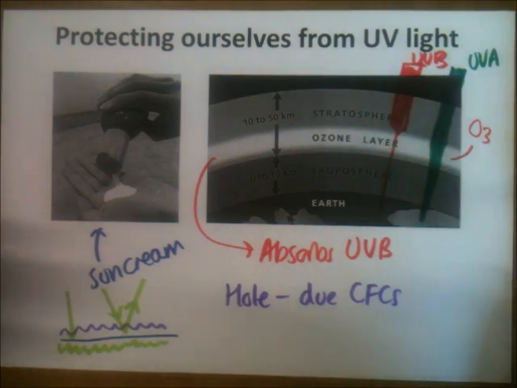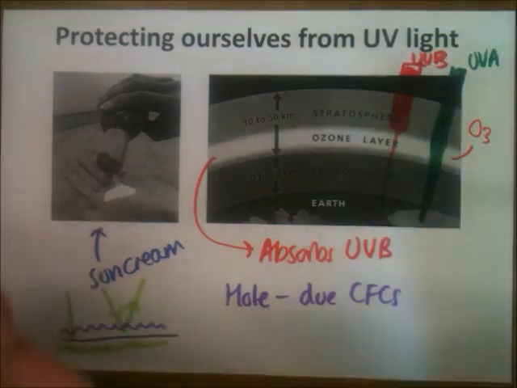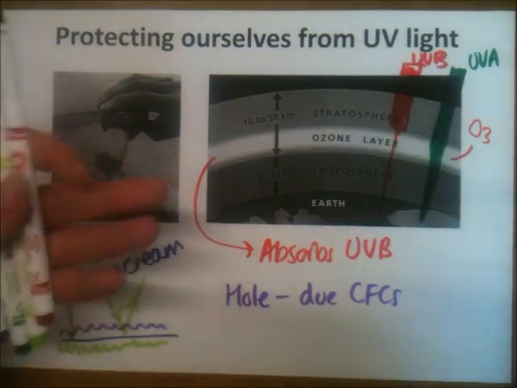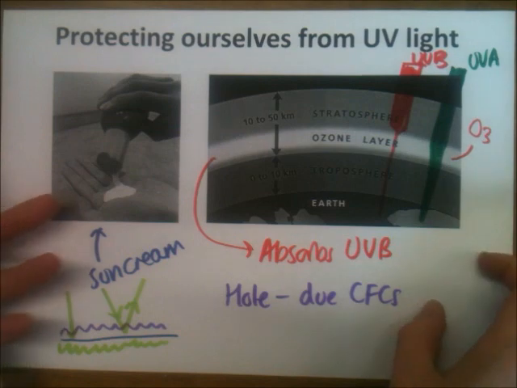So the ozone layer is the second way. We can protect ourselves from UV light by using sunscreen, and also the Earth does it naturally with the ozone layer. So that's everything you really need to know about ionising radiation.